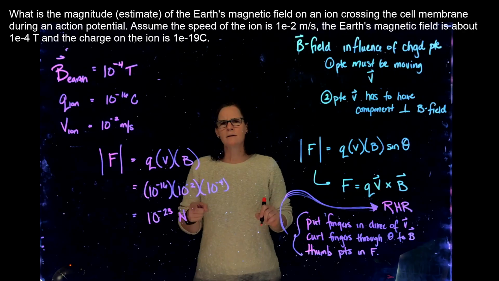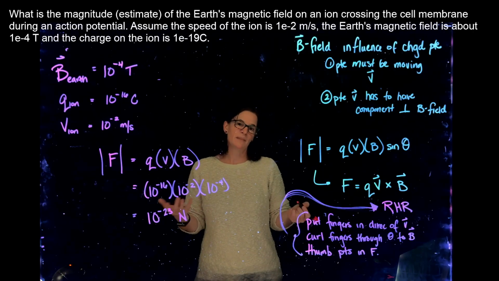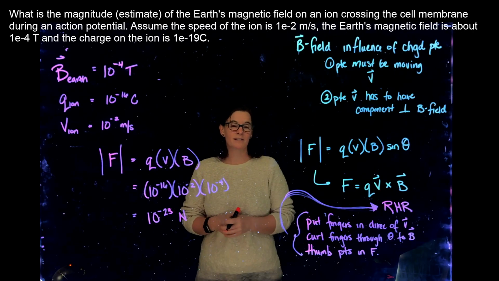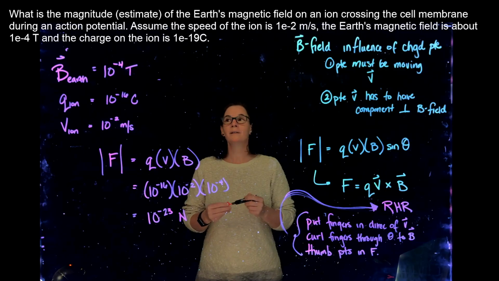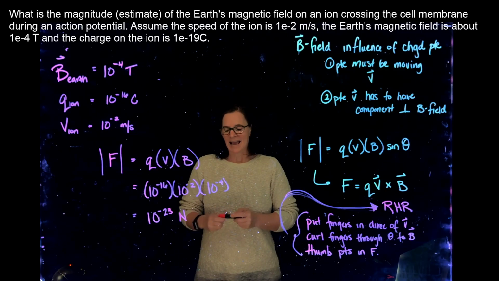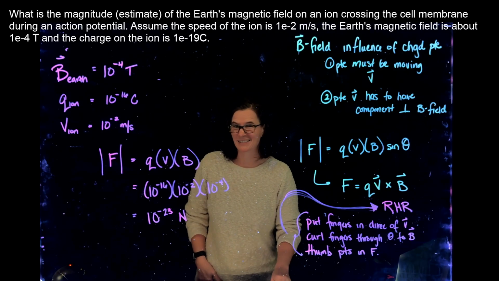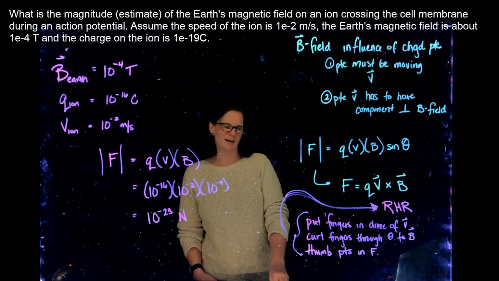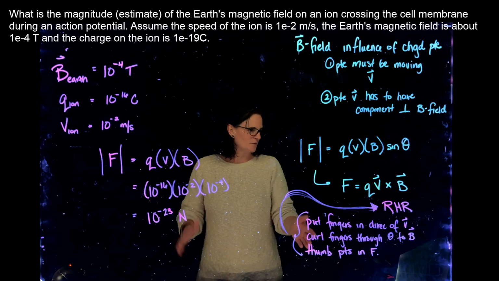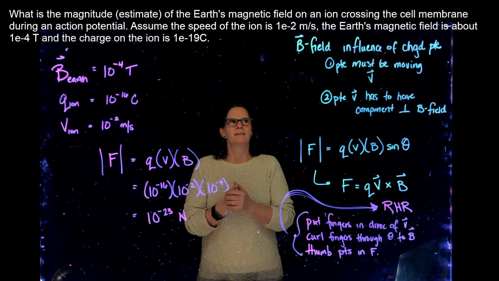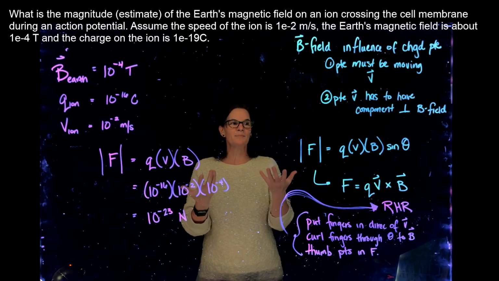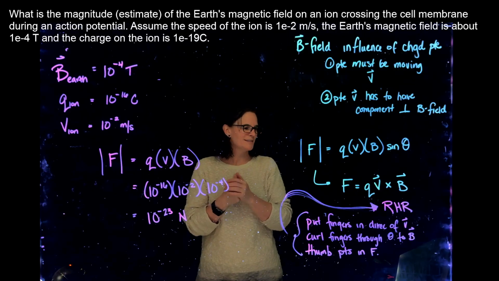That's pretty small. But our ions, as they cross the cell membrane, do feel a small force. It's actually thought that this might be related to migration, which is a cool way to think about it. So that's a quick little example of how we look at magnetic fields and how we see forces on charged particles. Good job.